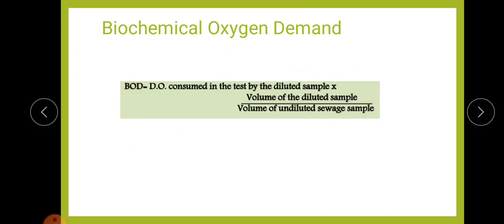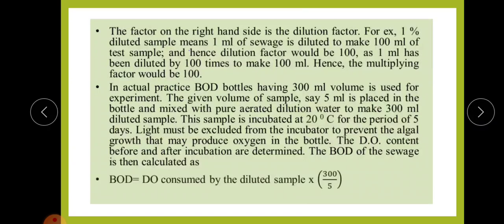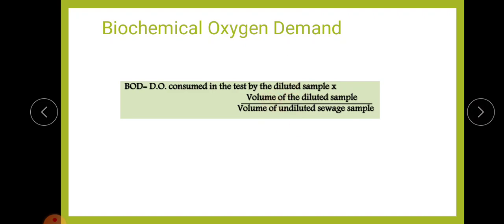BOD is equal to the dissolved oxygen consumed in the test by the diluted sample into dilution factor, and dilution factor is equal to volume of the diluted sample divided by volume of undiluted sewage sample. Okay, this will be clear by doing a couple of problems. The factor on the right hand side is known as the dilution factor.